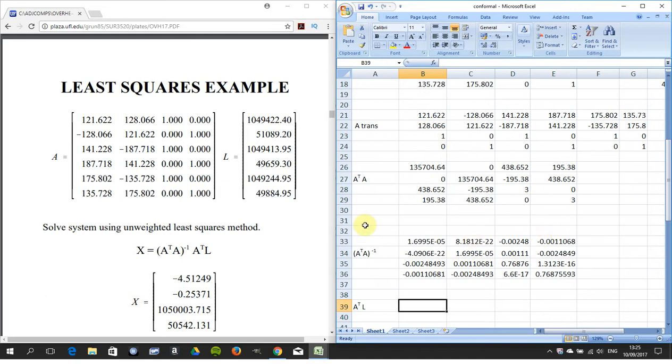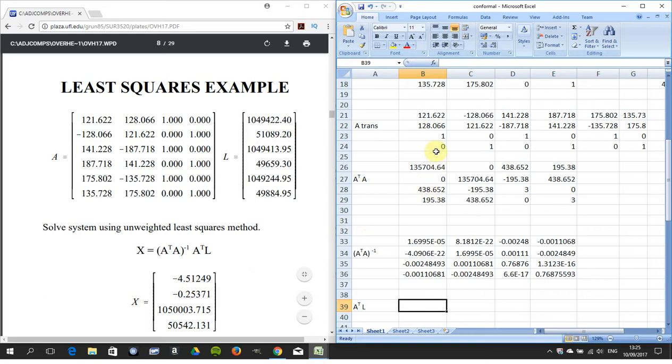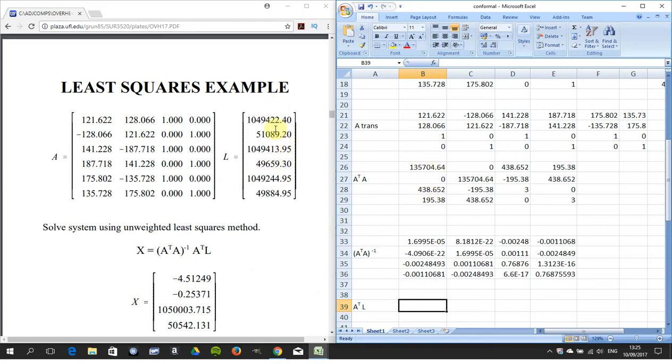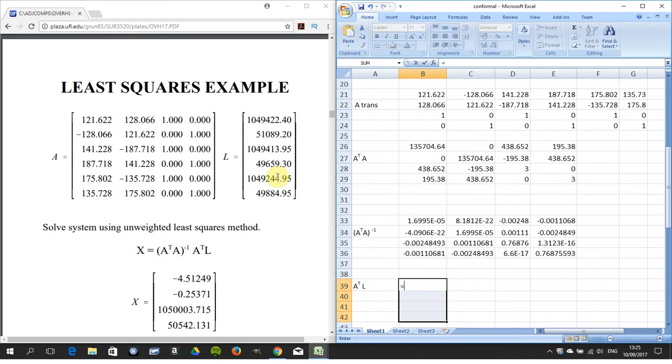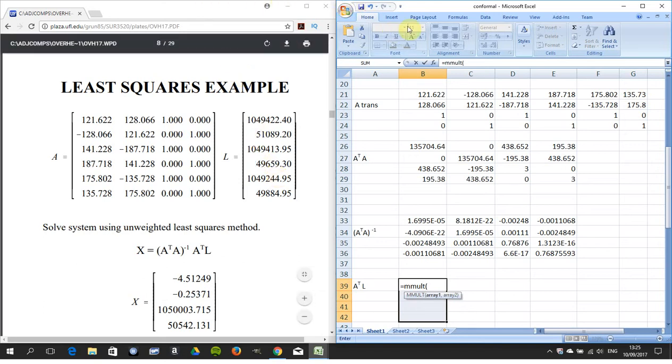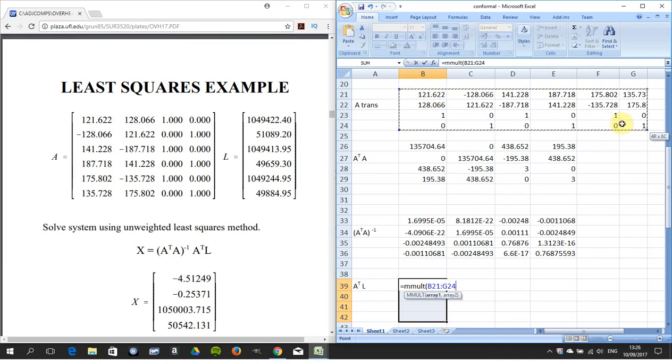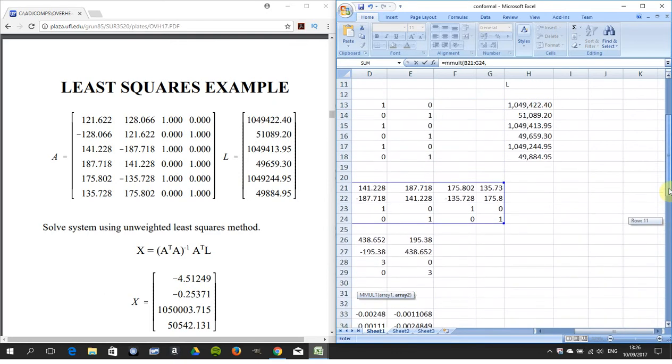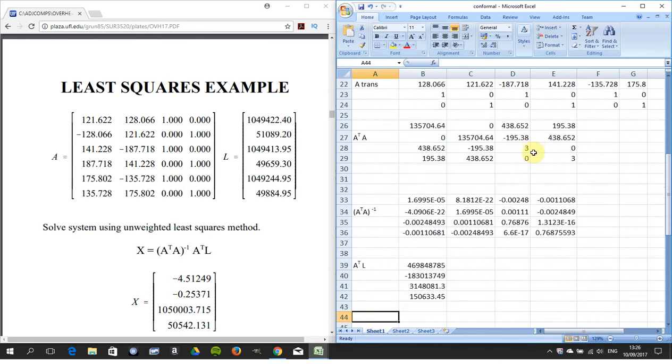Next thing is we want to get A transpose L out. We want to get this bit. So A transpose is a 4 by 6. L, just easier to see there, is a 6 by 1, and a 4 by 6 by a 6 by 1 is a 4 by 1. Equal MMULT, A transpose is there, comma L, and L is out here. Close round bracket. Finger on control, finger on shift, finger on enter. So there's A transpose L. Just to remind you, 4 by 6 by 6 by 1 is a 4 by 1.